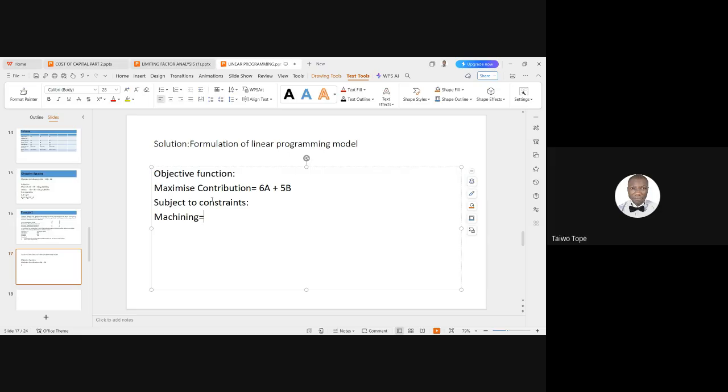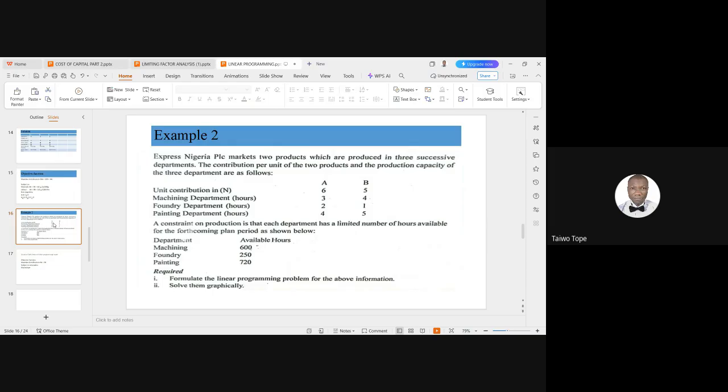Machining. So the question you always ask yourself when you get to this point: how many hours will I use to produce 1 unit under the machining department? For the machining department, to produce 1 unit, how many hours? 3 hours. Yes. So you can see, once you see anything in brackets, it's very key.